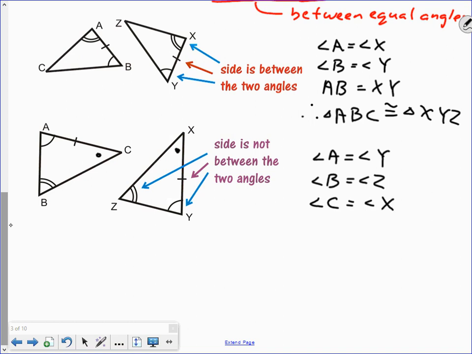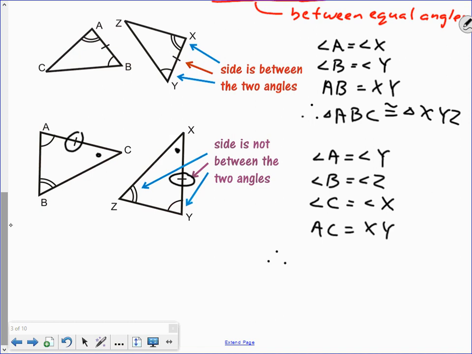Now, the sides that are the same length are AC and XY. Are these corresponding? Yes, they are, because AC goes between our arc and our dot. XY goes between the arc and the dot, so those are two corresponding sides that are the same. AC is equal to XY.